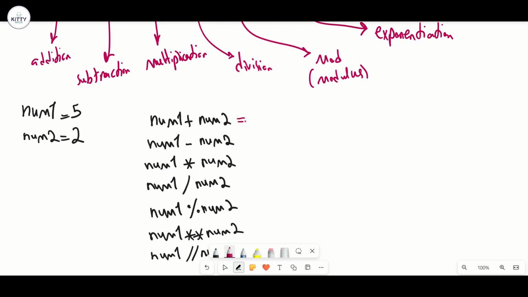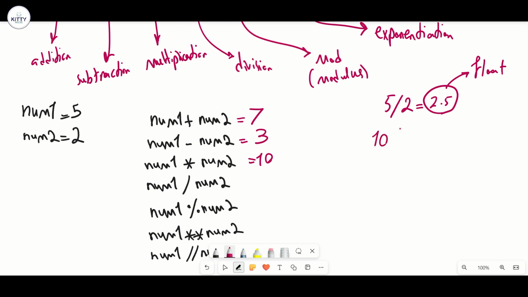So the answer of the first one is so easy. 7. 5 minus 2, 3. 5 times 2, 10. So now let me explain num1 divided by num2. Of course, the answer is 2.5. So you have 5 divided by 2, so the answer is 2.5. So the data type here is float, right?